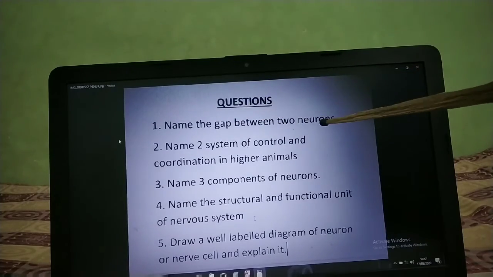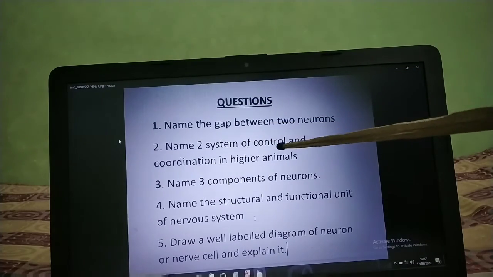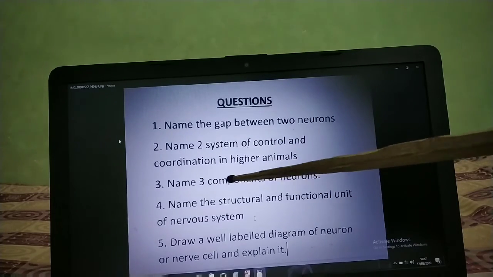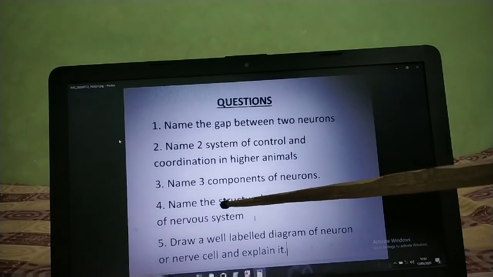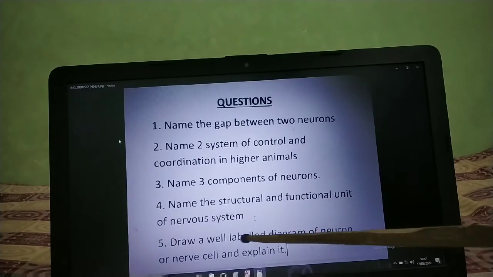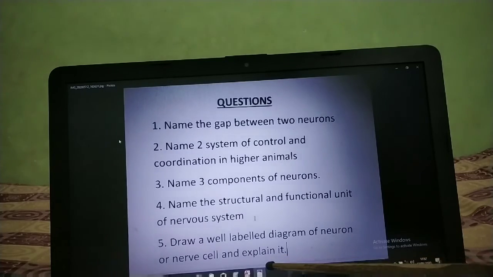Name the gap between two neurons. Name two systems of control and coordination in higher animals. Name three components of neurons. Name the structural and functional unit of the nervous system. Draw a well-labeled diagram of a neuron or nerve cell and explain it.